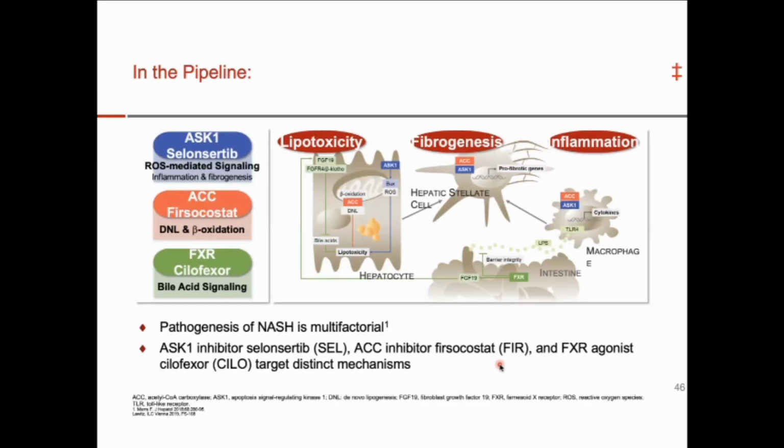Now, there is stuff down the pipeline. So Gilead has a few drugs in combination, looking at lipotoxicity, fibrogenesis, and inflammation. So it's a 3-pronged approach. And that's because pathogenesis of NASH is clearly complicated and it is multifactorial. So their first drug, selonsertib, unfortunately did not pan out, and I'll show that in the next slide.